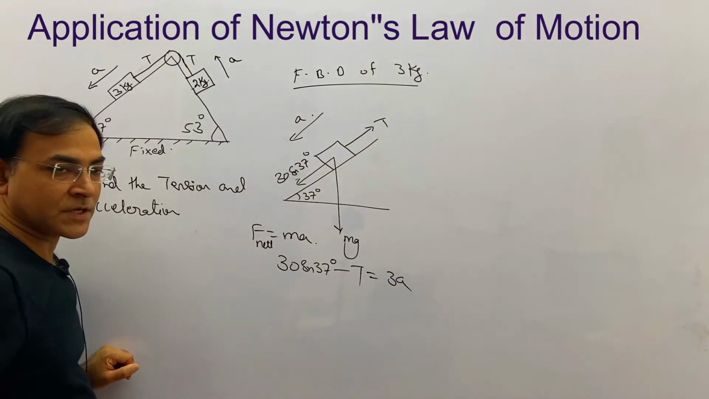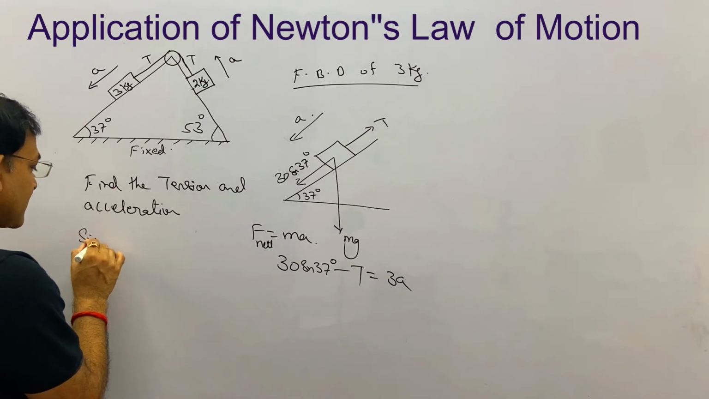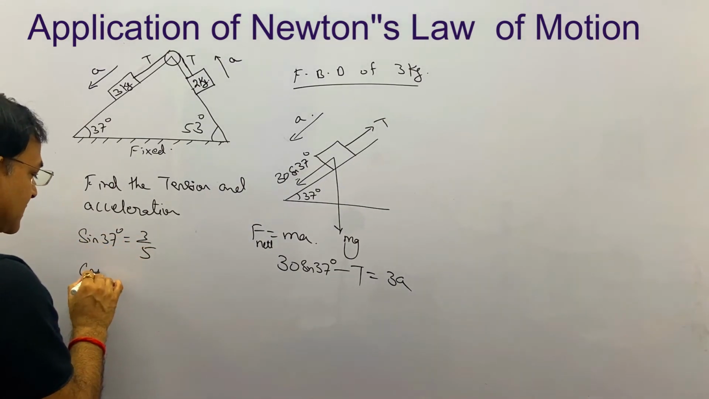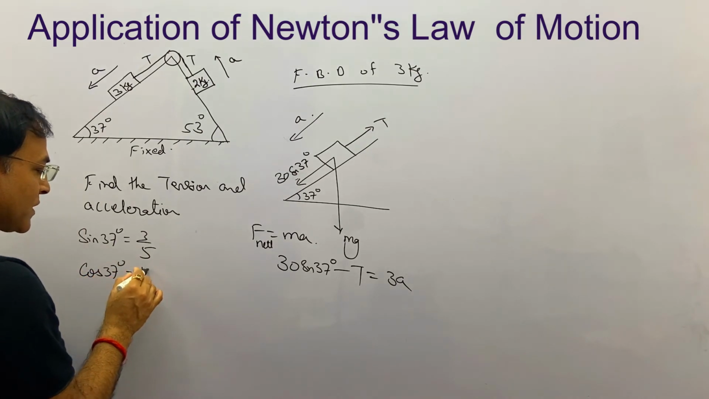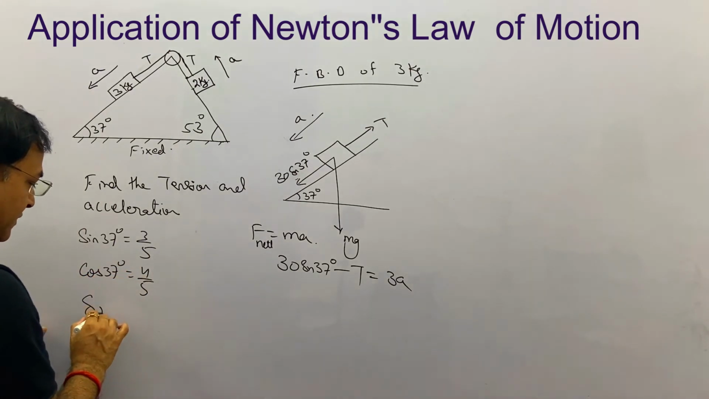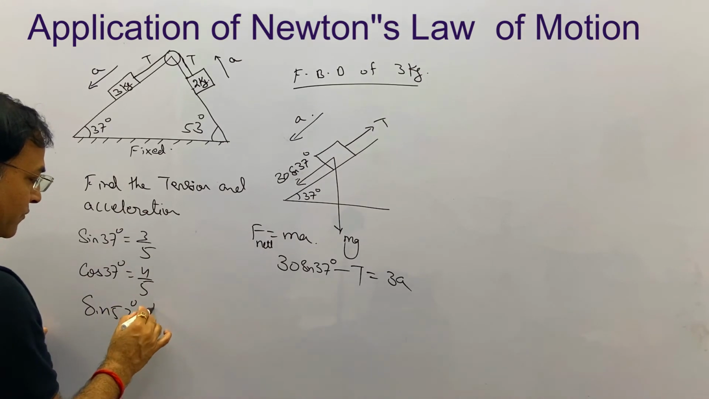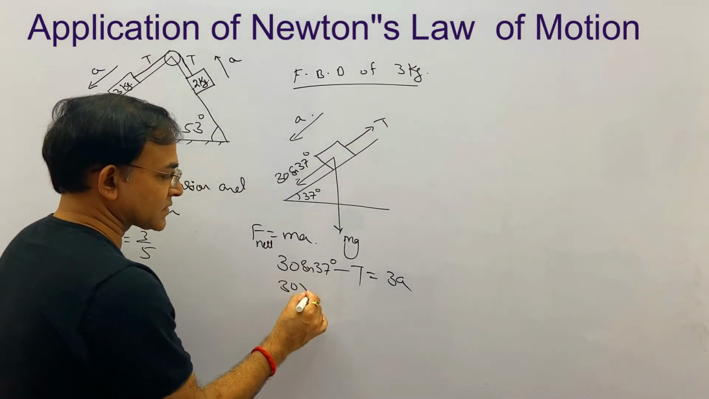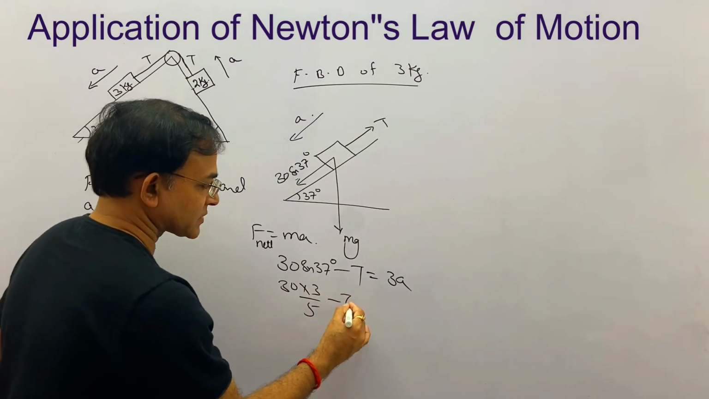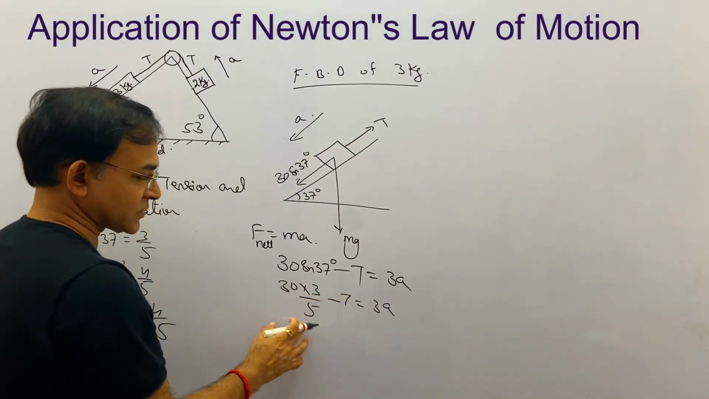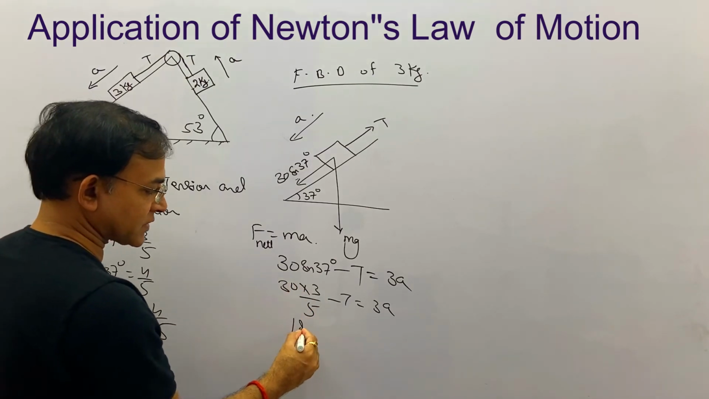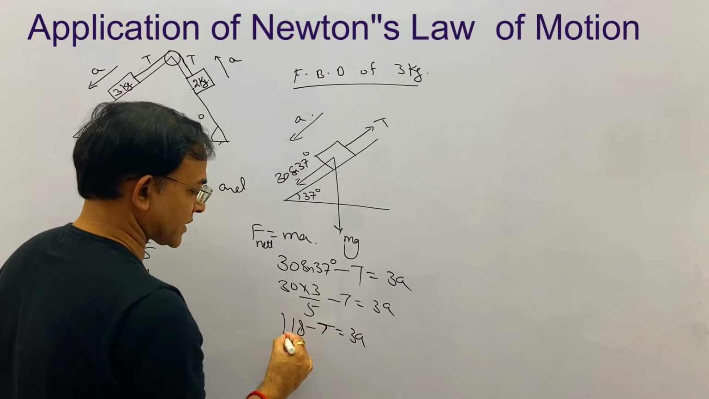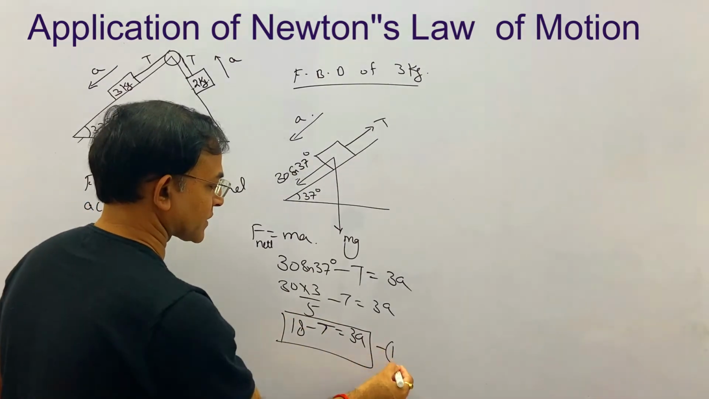Sine 37 is 3 by 5. We know that sine 37 is 3 by 5, and cos 37 is 4 by 5, sine 53 is 4/5, and so on. So sin 37 is 3/5, minus T will be equal to 3 into a, so 30 into 3/5 is 18. 18 minus T will be equal to 3a. So we are getting the first equation here.